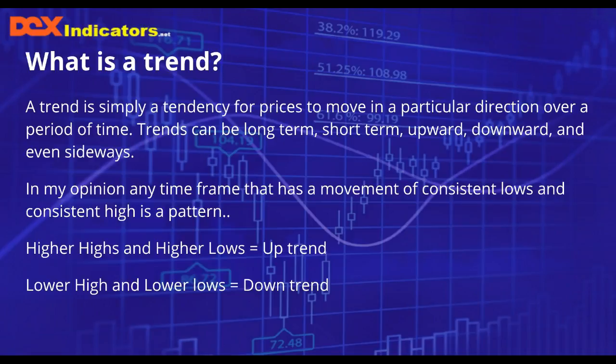In my opinion, any time frame that has a movement of consistent lows and consistent highs in a pattern, higher highs, higher lows equals an uptrend. Lower highs and lower lows equals a downtrend.